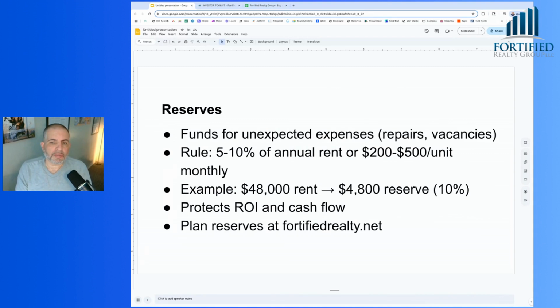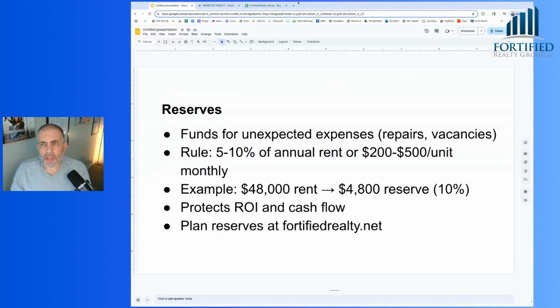And then reserves. Guys, these buildings are old. We talk about this a lot in our blogs and stuff like that. There are going to be repairs that you're going to have to make, so you have to budget for that. So take a percentage, 5 to 10% of your annual rent, and put it aside for reserves. Future you will thank yourself.